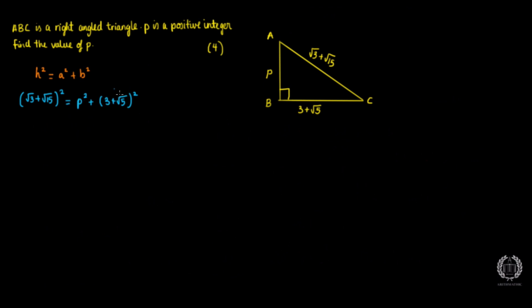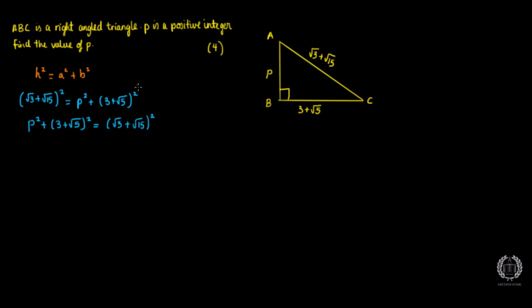But remember, we want to find p, right? So what I'm going to do is I'm going to keep p. Let me write it this way so you guys understand what I'm doing. So can I not write this as p squared plus 3 plus root 5 squared is equal to root 3 plus root 15 squared. Do you guys see what I've done here? So basically I've taken this and put this on the left hand side, and I've taken this and put this on the right hand side.